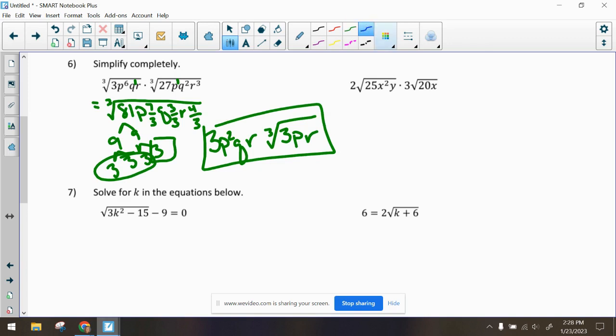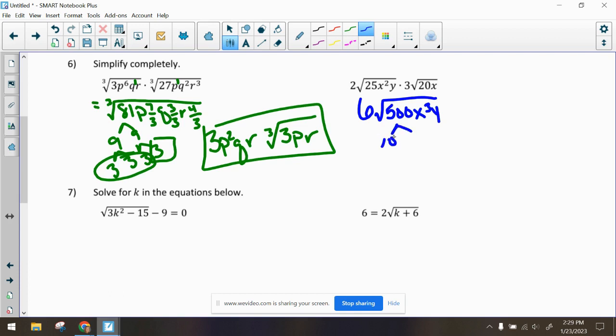The second one up there is going to be the same thing. This one has some values in front that we have to multiply ahead of time. So I'm going to make it 6 and then the square root of whatever's left. 25 times 20 gives me 500. And then we have x cubed, y. But then the inside part we break down like normal.